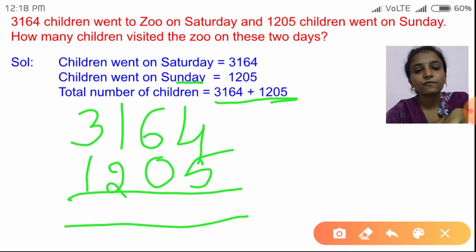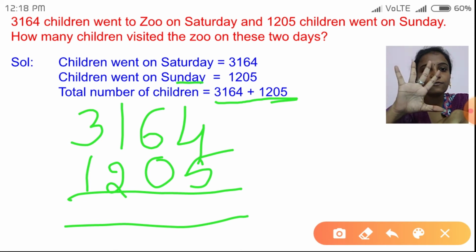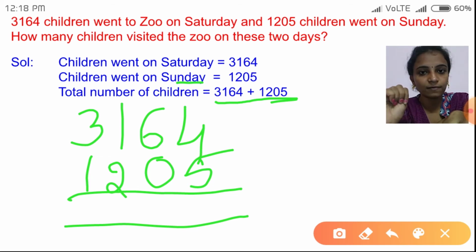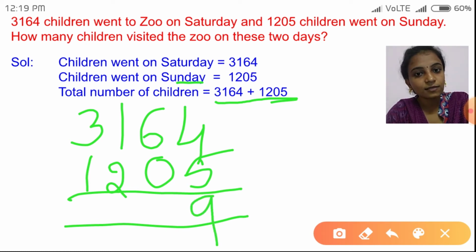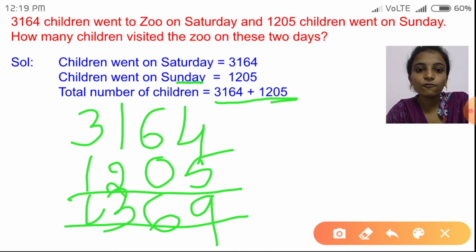4 plus 5. Keep 4 in mind, take 5 fingers: after 4, 5, 6, 7, 8, 9. We have to count fast. From now onwards, we have to count fast. In previous classes I told you very slowly, but now I will count fast and you have to count fast. Okay? So how much? 9. 6 plus 0? 6. 1 plus 2? 3. 3 plus 1? 4.